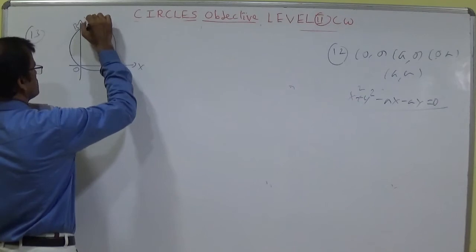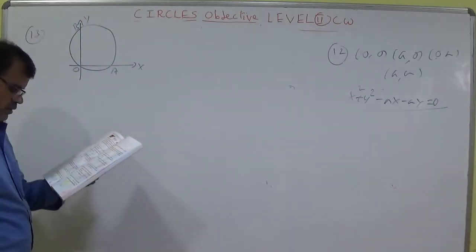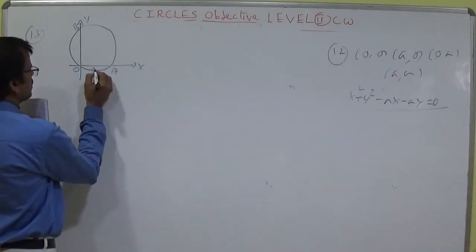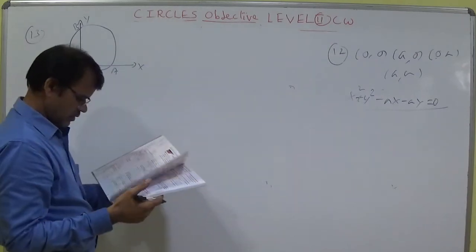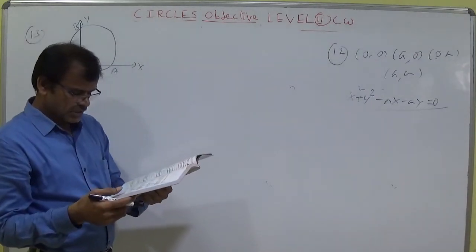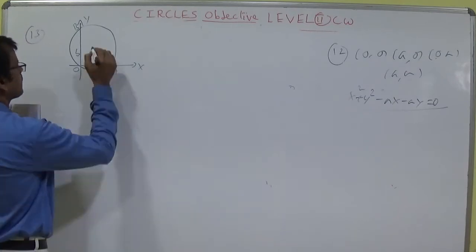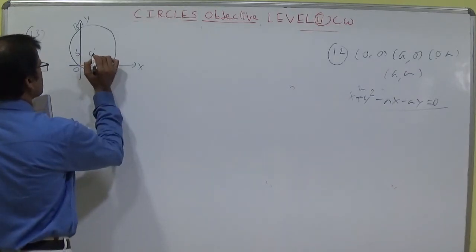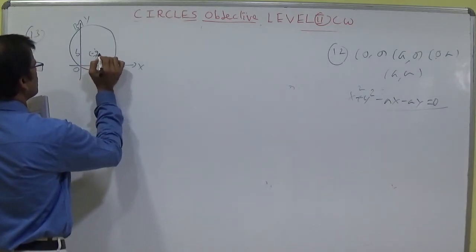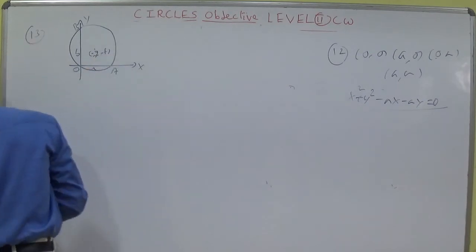This is the x-axis and y-axis. Two rods of length, this is A and this is B. Their ends are concyclic. Find the locus of the center of the circle. The center, in general notation, is (-g, -f) for the circle.